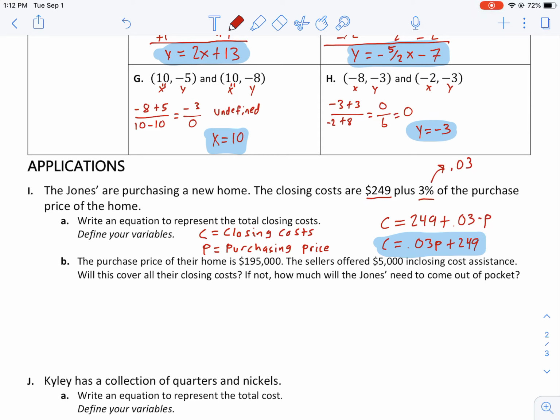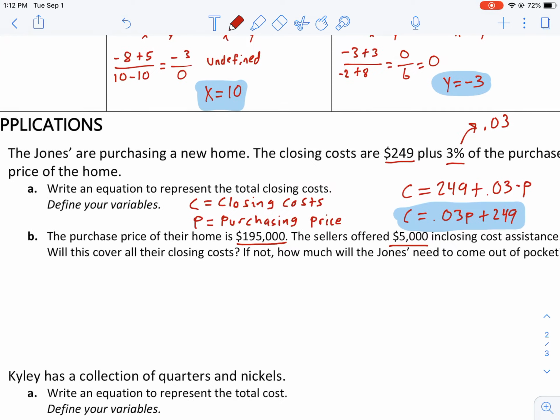It says the purchase price of the home is $195,000. The sellers offered $5,000 in closing cost assistance. Will this cover all their costs? If not, how much will the Jones need to come out of pocket?